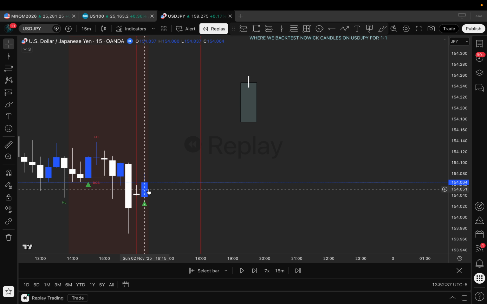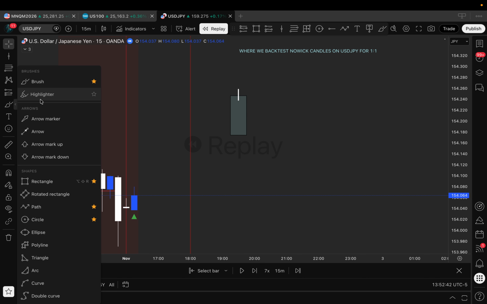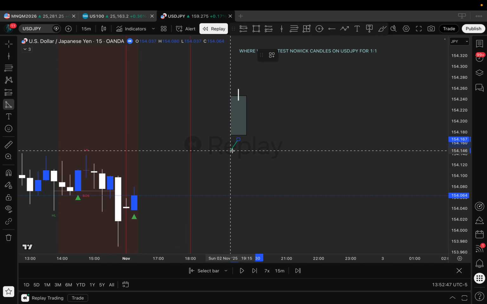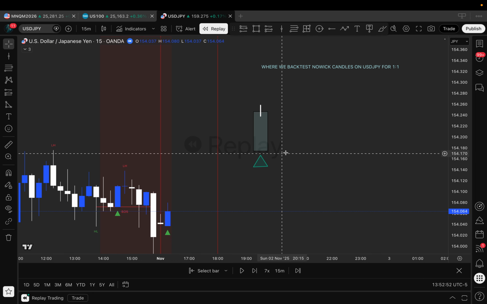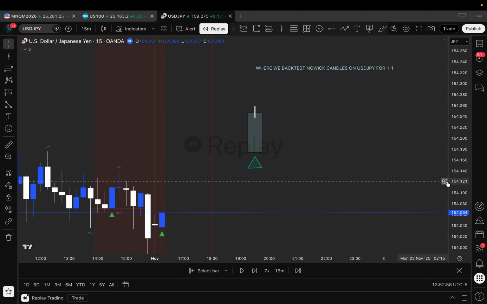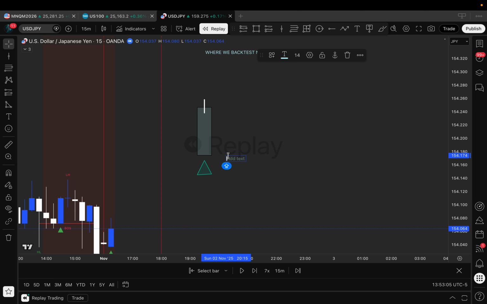Assume this is what it is here. Okay? And I don't know if we can put on some triangle. We can go with triangles here. This is a No-wick candle where the low and the opening of the candle are the same, which makes this a bullish No-wick candle.